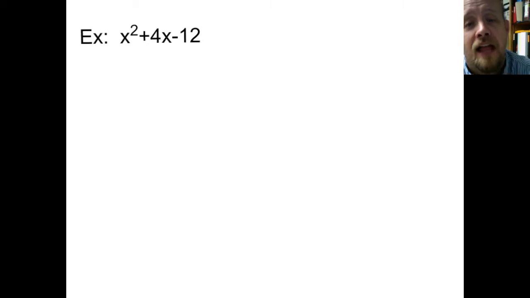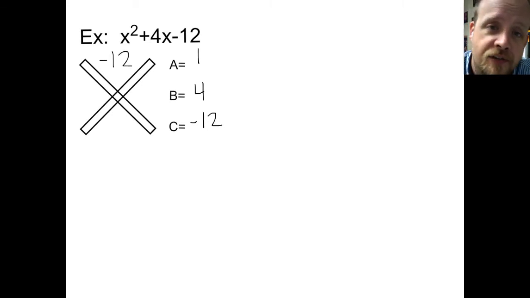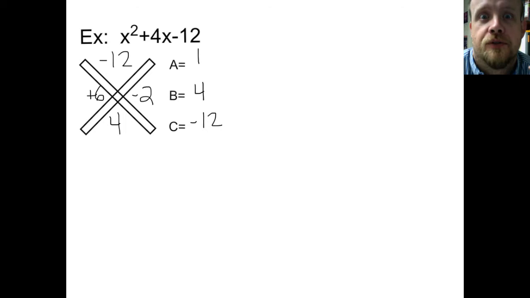So new example, x squared plus 4x minus 12. And we'll go ahead and factor it first. So we fill out our a, b, and c. We have 1, +4, and -12. A times c gives you -12. B is 4. And we need two factors that multiply to -12, but add to make +4. So we get +6 and -2, going backwards.